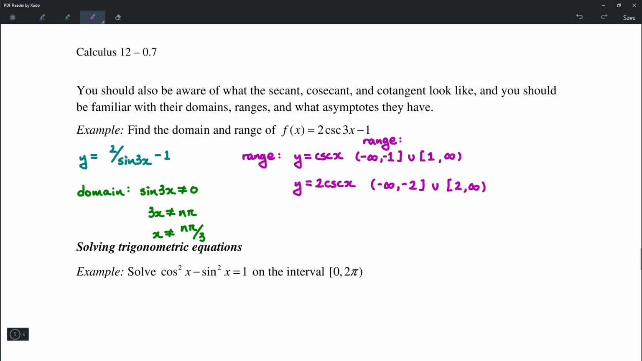And finally, we're going to subtract 1. So then the range is going to be from negative infinity to negative 3. So we subtracted 1. And then from 1 to infinity. Again, 1 was subtracted from that bound as well. The 3 here is a horizontal change, so it's not going to change the range at all. So this right here, this expression, is going to be the range of the function.